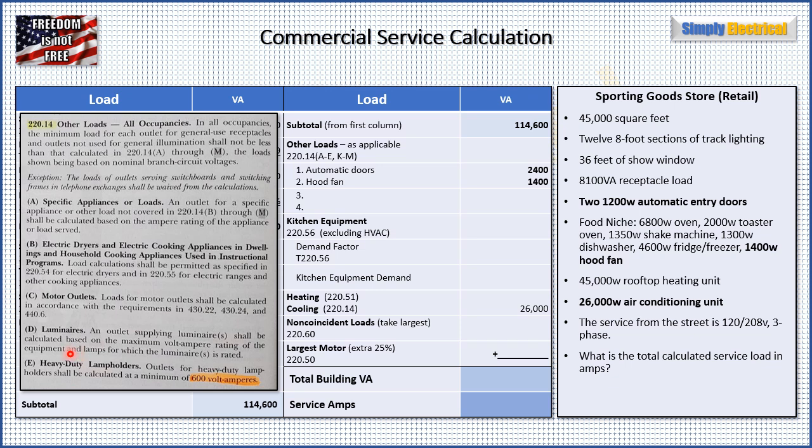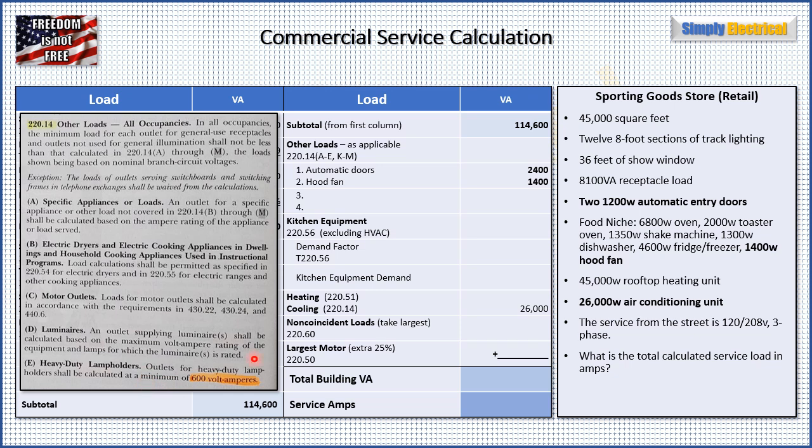All right. E, heavy-duty lamp holders. Outlets for heavy-duty lamp holders shall be calculated at a minimum of 600 VA. Okay. Gives you a very specific VA rating for each lamp holder if it's a heavy-duty lamp holder.